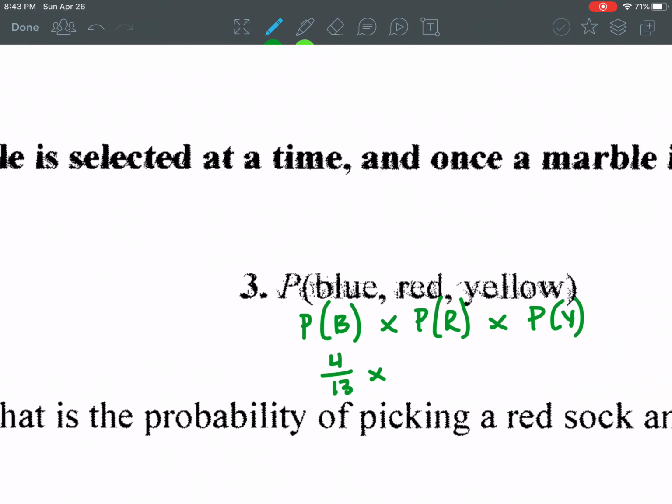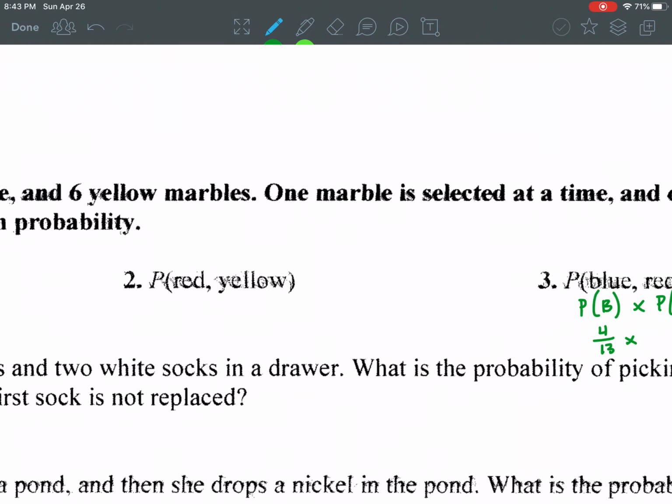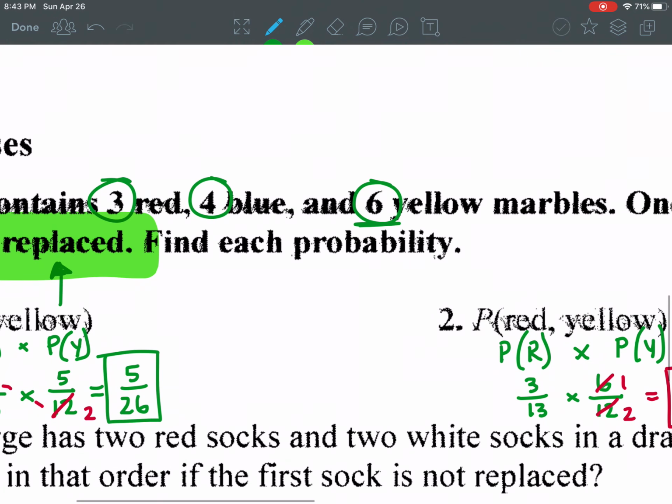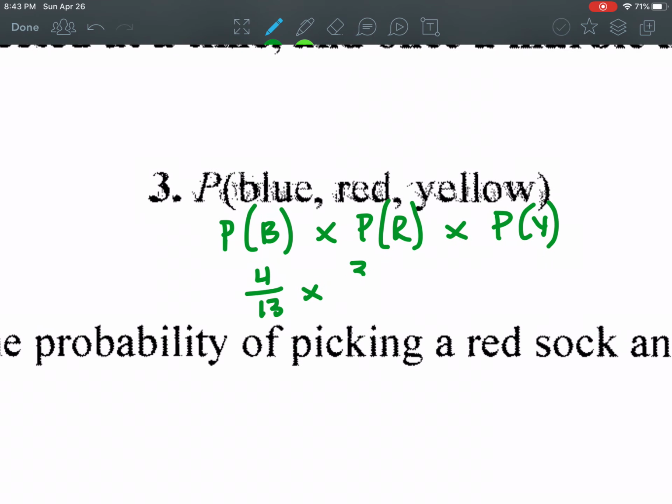Okay, now think about it. The first event happened. We have a blue marble in our hand. So how many red marbles are there? Well, those didn't change. We still have 3 red marbles. Okay, however, our bottom number, we had 13 marbles to start with, but we have a blue one in our hand. So now we have 1 less. We have 12.